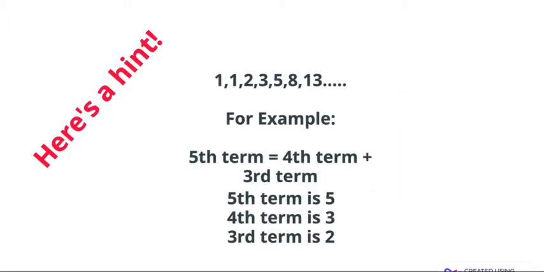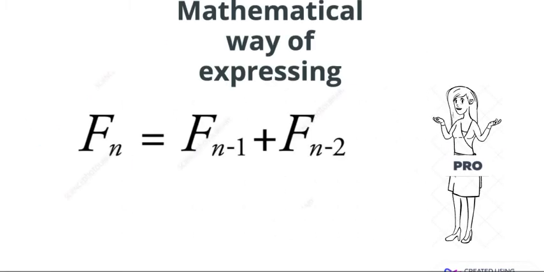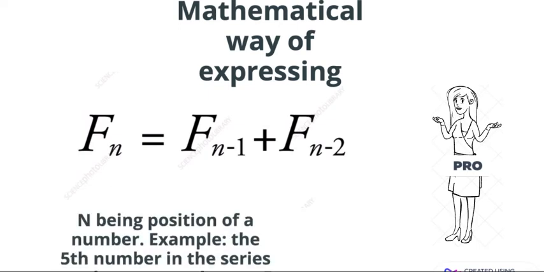Here's a hint. The fifth term, which is 5, is equal to the fourth term plus the third term. Now, what does that make you think? So, a more mathematical way of putting it is f(n) = f(n-1) + f(n-2). This means that any number in the Fibonacci sequence is equal to the sum of the two previous numbers. So the fifth position number is equal to the fourth position number plus the third position number.